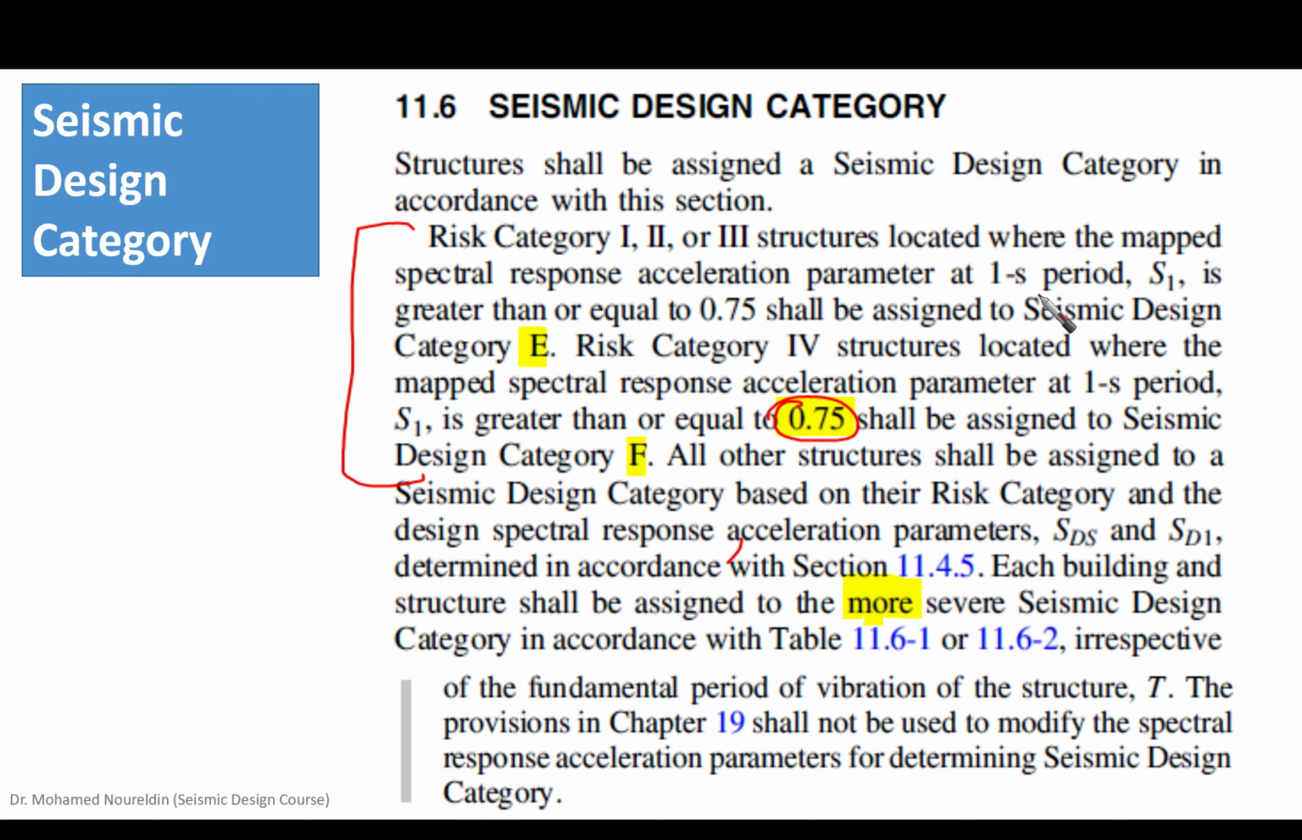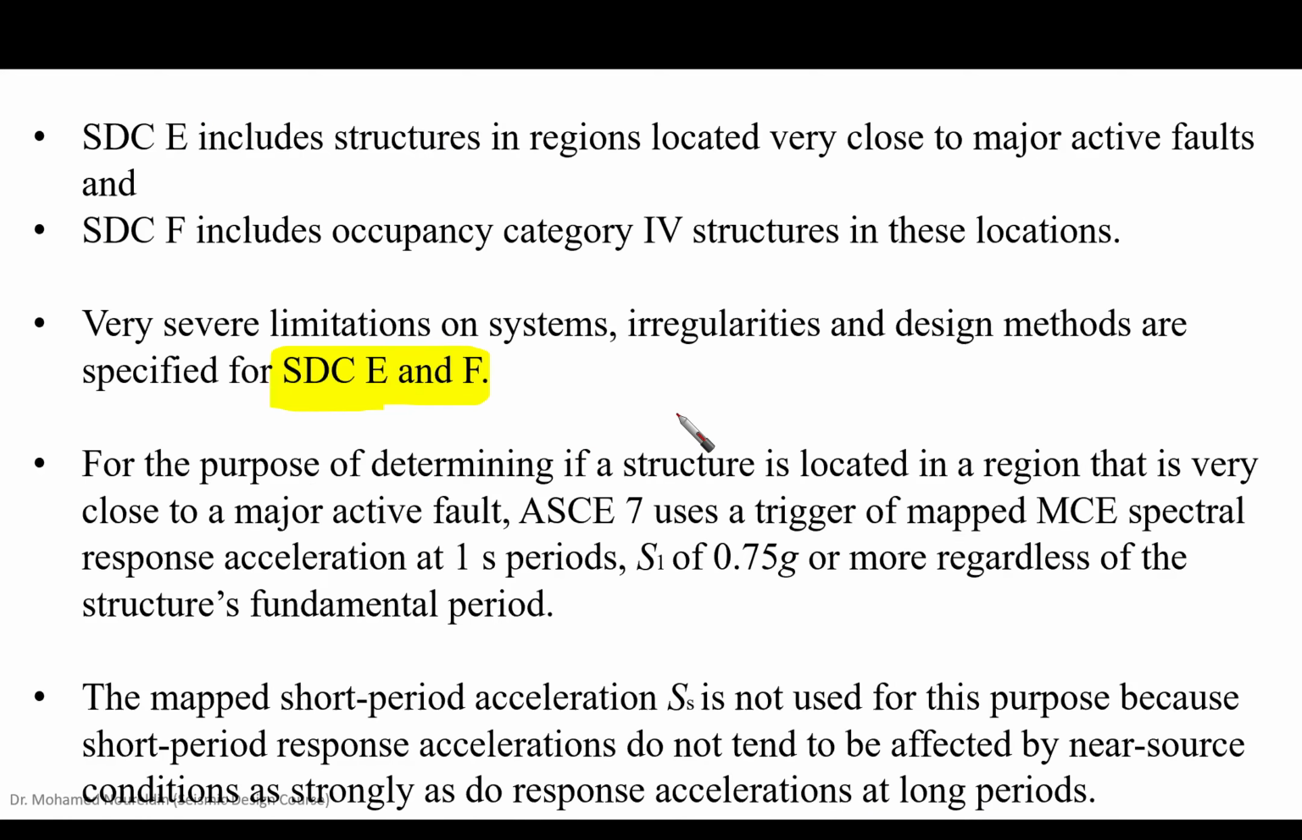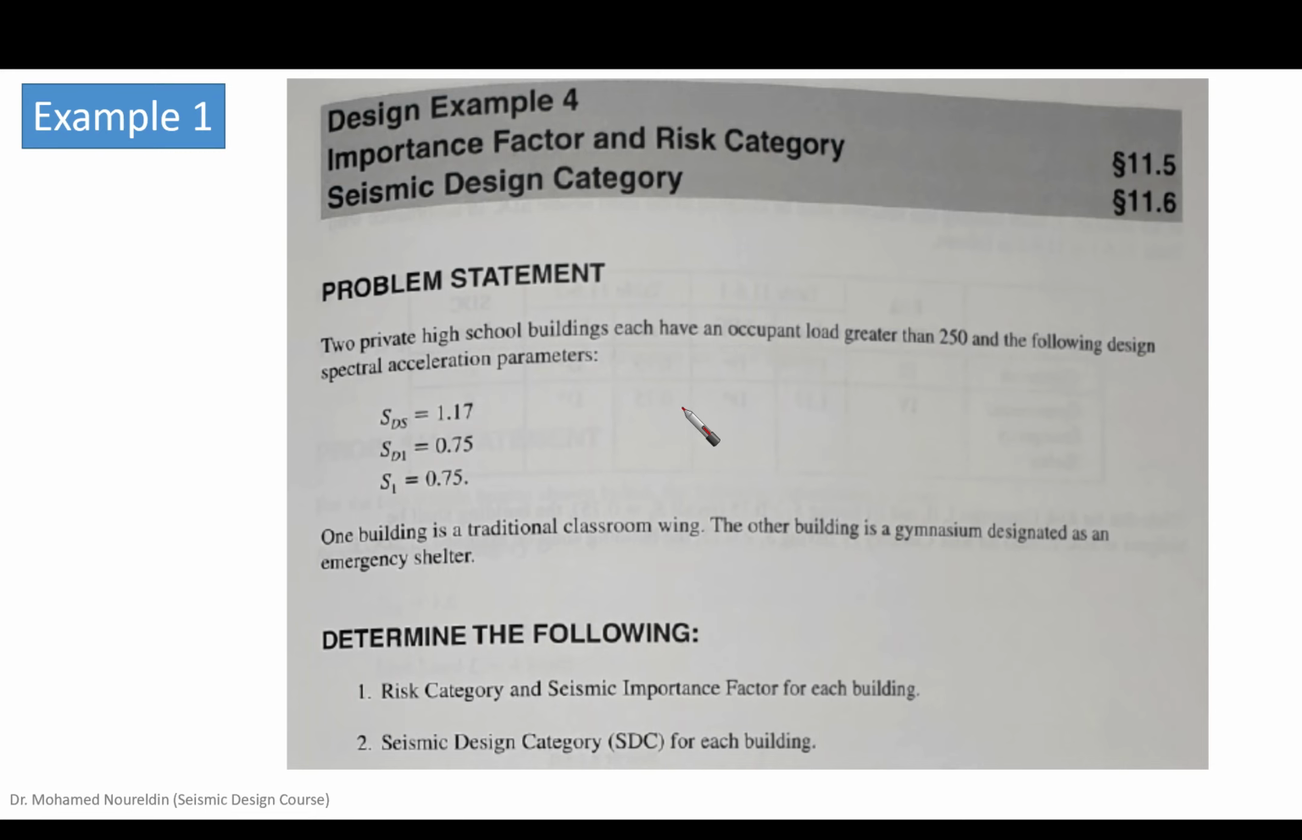For S1, it is going to be E for all risk categories 1, 2, 3, but for risk category 4, it is going to be F if we have the spectral acceleration to be 0.75 or larger. Okay, this actually ends today's lecture.